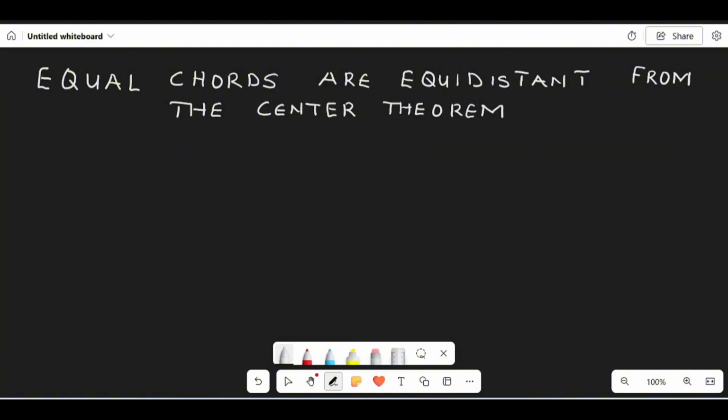Let's begin. The theorem says in a circle, equal chords are equidistant from the center, and conversely, chords that are equidistant from the center are equal in length. This means two important things. Let us consider this diagram for more explanation.